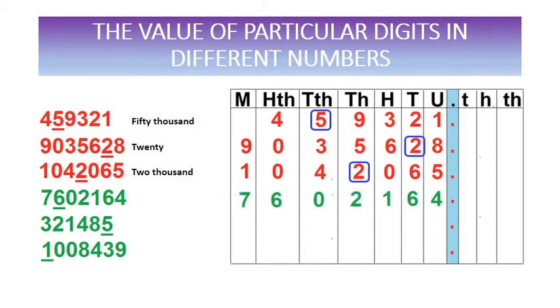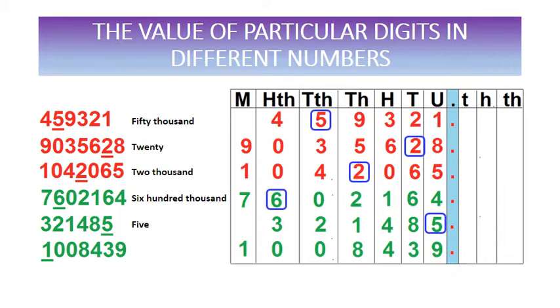So here we've been asked to give the value of the 6. It's in the hundred thousands column, so its value is 600,000. Here we need to give the value of the 5. It's in the units column, so the value is simply 5. And the last one, the value of the 1 is in the millions column, so its value is 1 million.